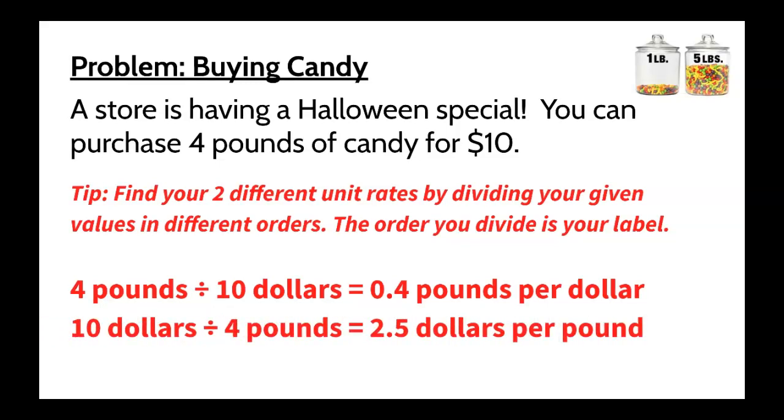If I try the other order, $10 divided by 4 pounds, 10 divided by 4, I find it's $2.5 per pound, or more commonly known as $2.50 per pound. So 0.4 and 2.5 are my two constants of proportionality in this situation.